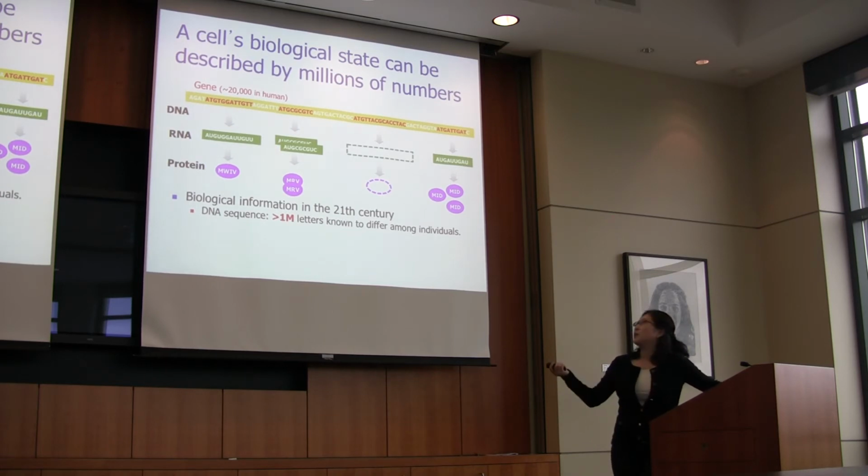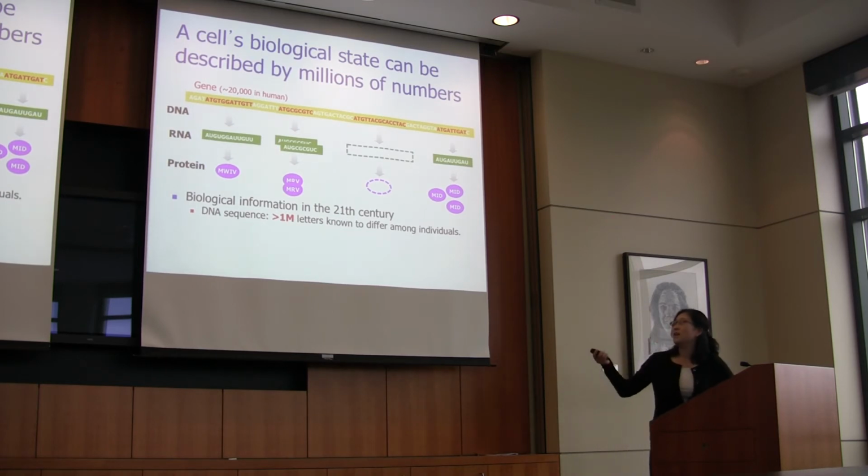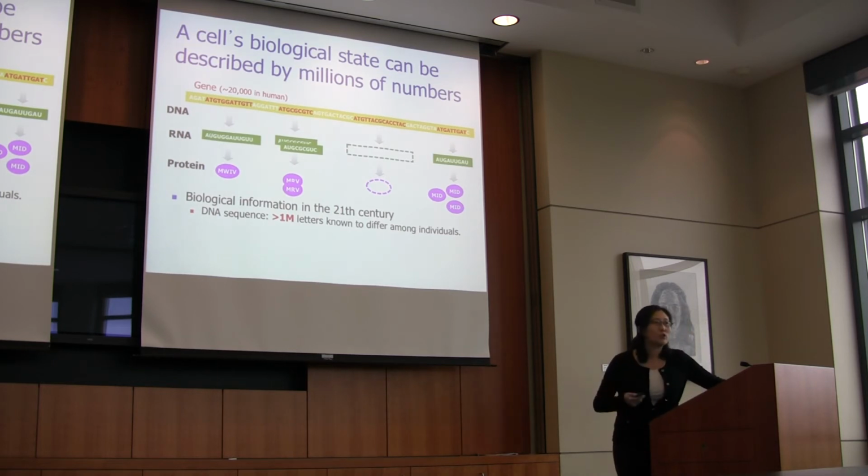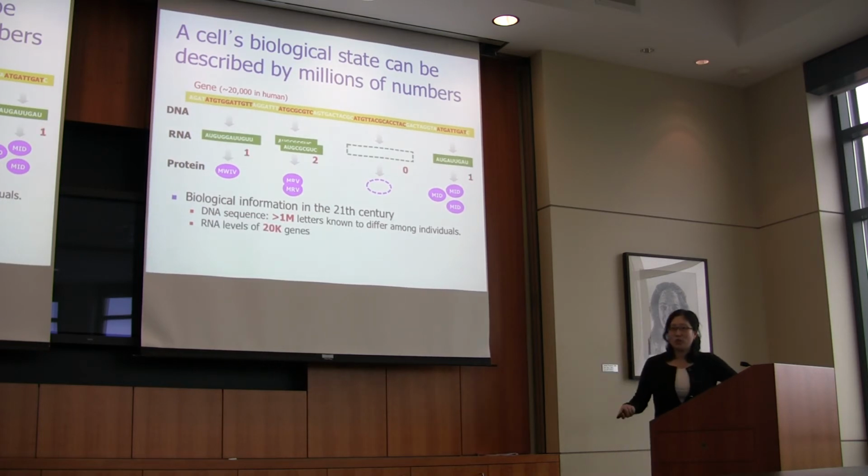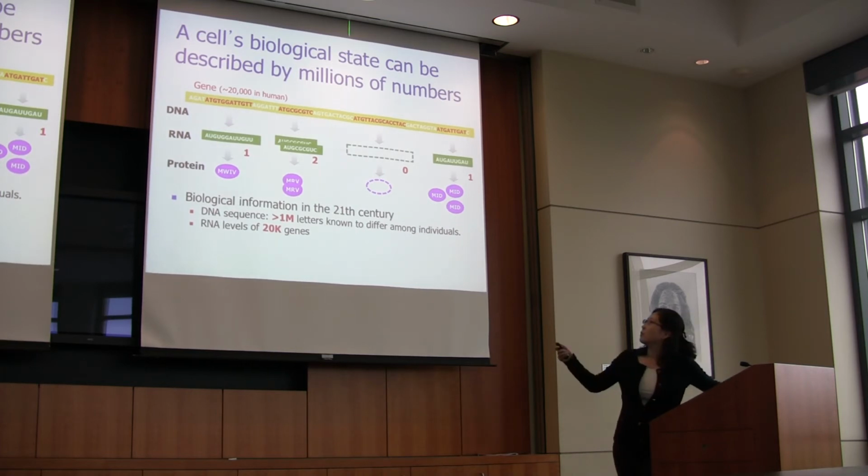So basically there are over 1 million sites that are known to differ between individuals. Then we can measure which letter, which set of letters, ABCD letters each individual has. And we can easily measure the RNA levels of 20,000 genes. So for instance, the first gene has 1 copy of RNA, the second gene has 2 copies, the third gene has 0 copies, and so on. So that makes 20,000 numbers.